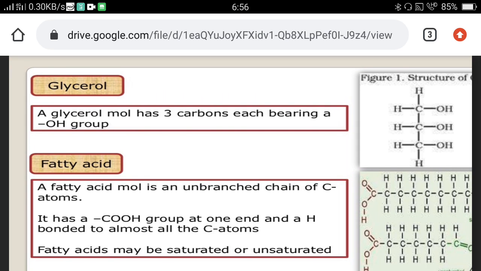Glycerol. A glycerol molecule has three carbons, each bearing a hydroxyl group, OH group. Fatty acids. A fatty acid molecule is an unbranched chain of carbon atoms. It has an acid group at one end and an H bonded to almost all the carbon atoms. Fatty acids may be saturated or unsaturated.